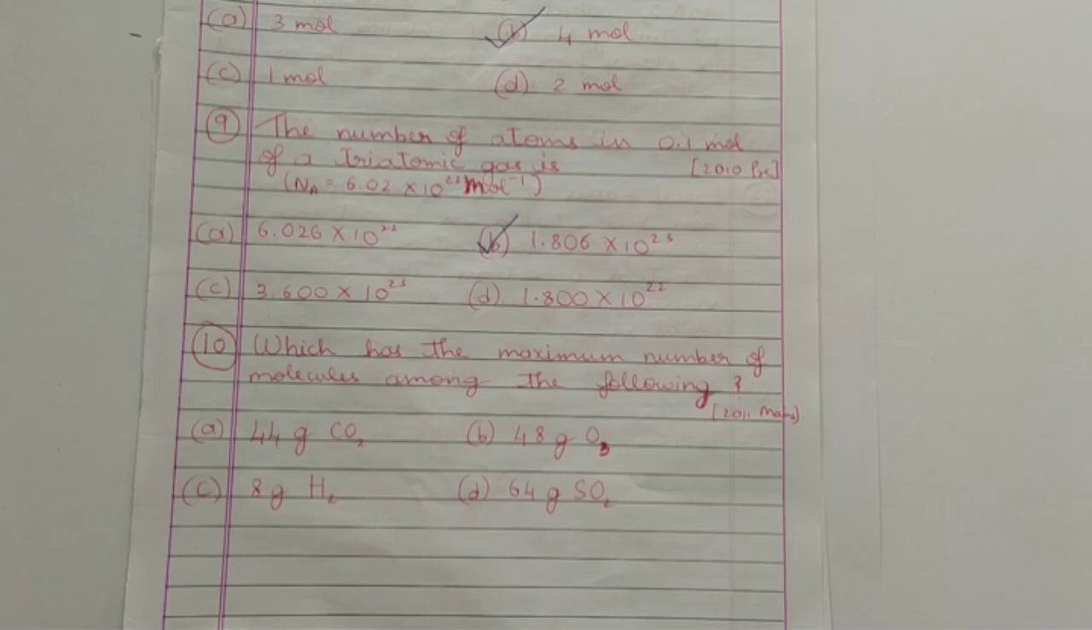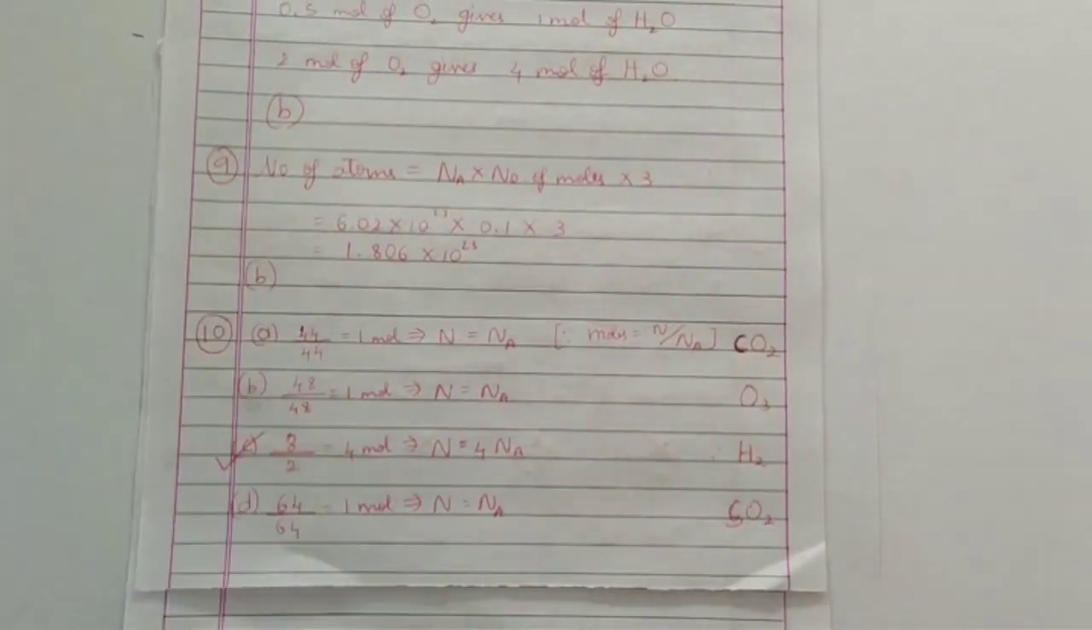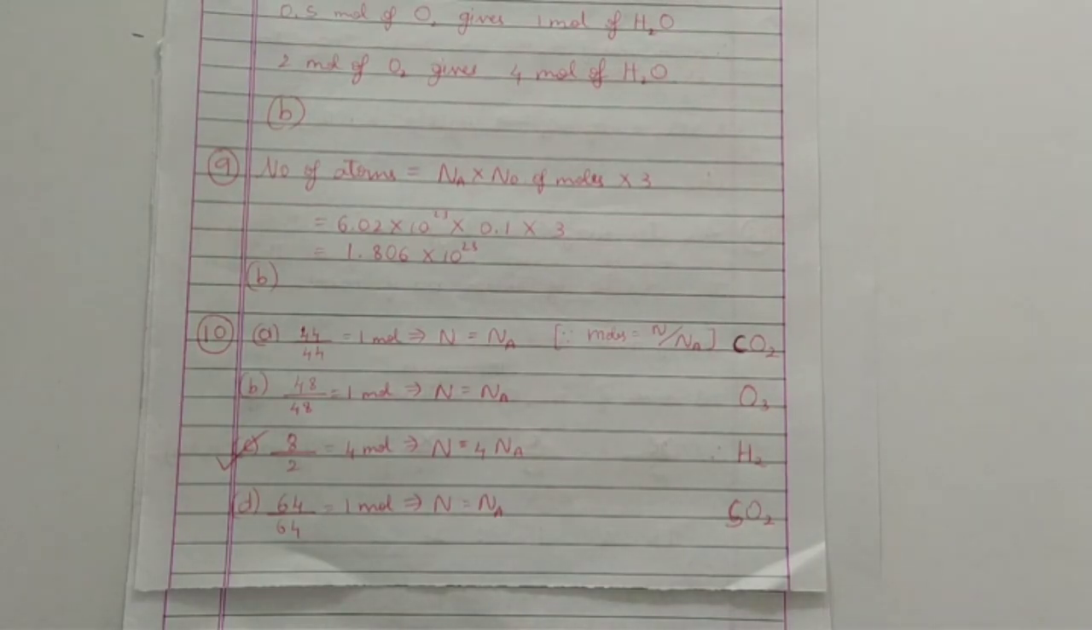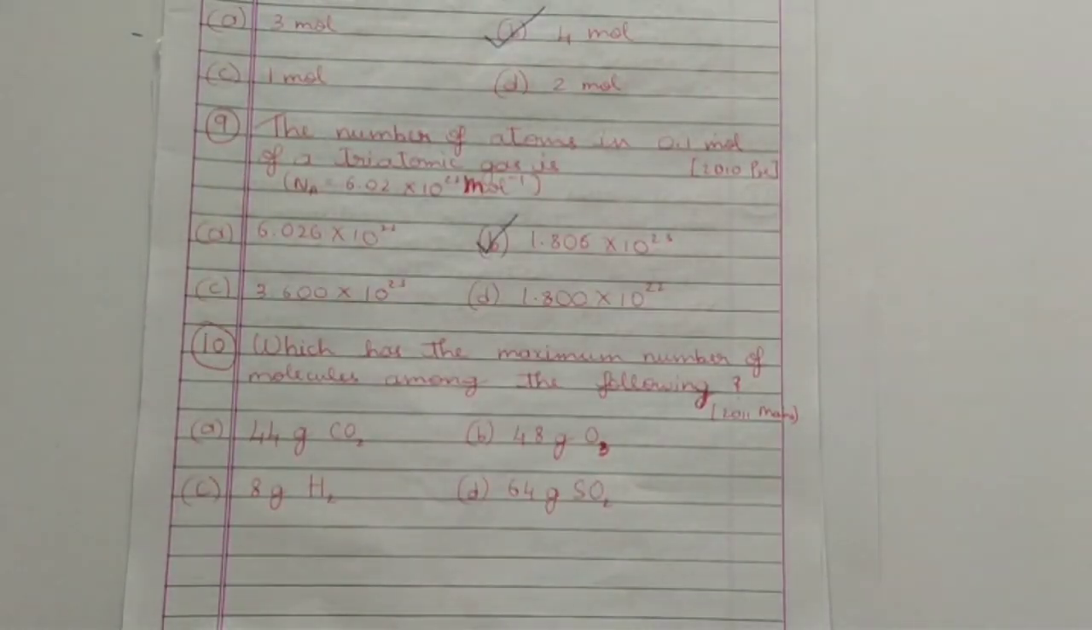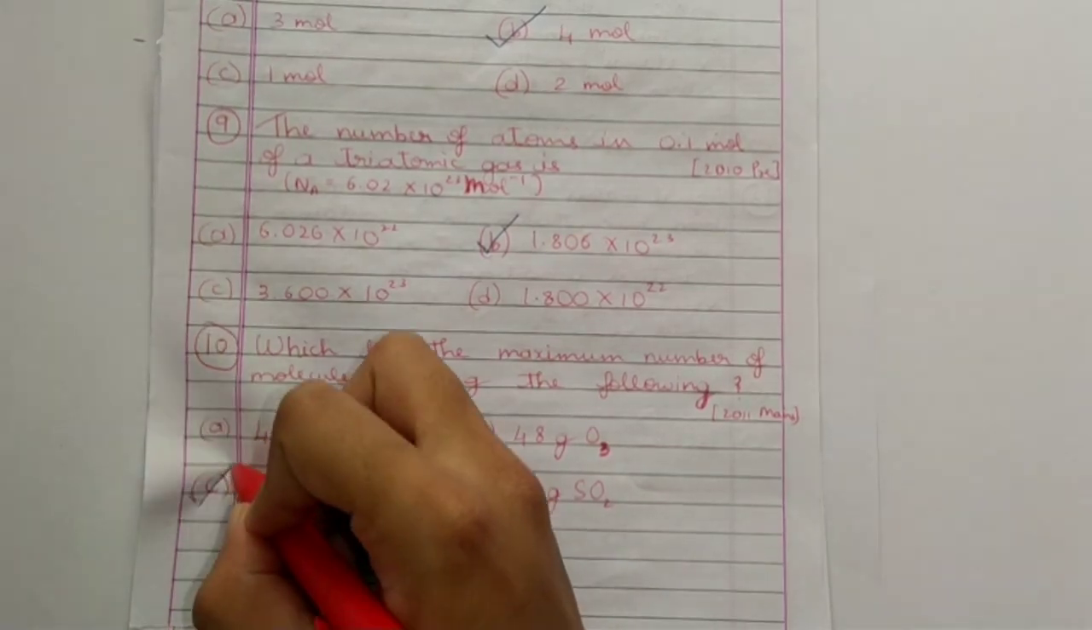Question 10. Which has the maximum number of molecules among the following? 44 gram CO2, 48 gram O3, 8 gram H2 or 64 gram SO2. So 44 gram CO2 contains 1 mole, which means Na number of molecules. O3 contains Na number of molecules. H2 contains 4 Na number of molecules, and SO2 contains Na number of molecules. So the maximum number of molecules is present in C.